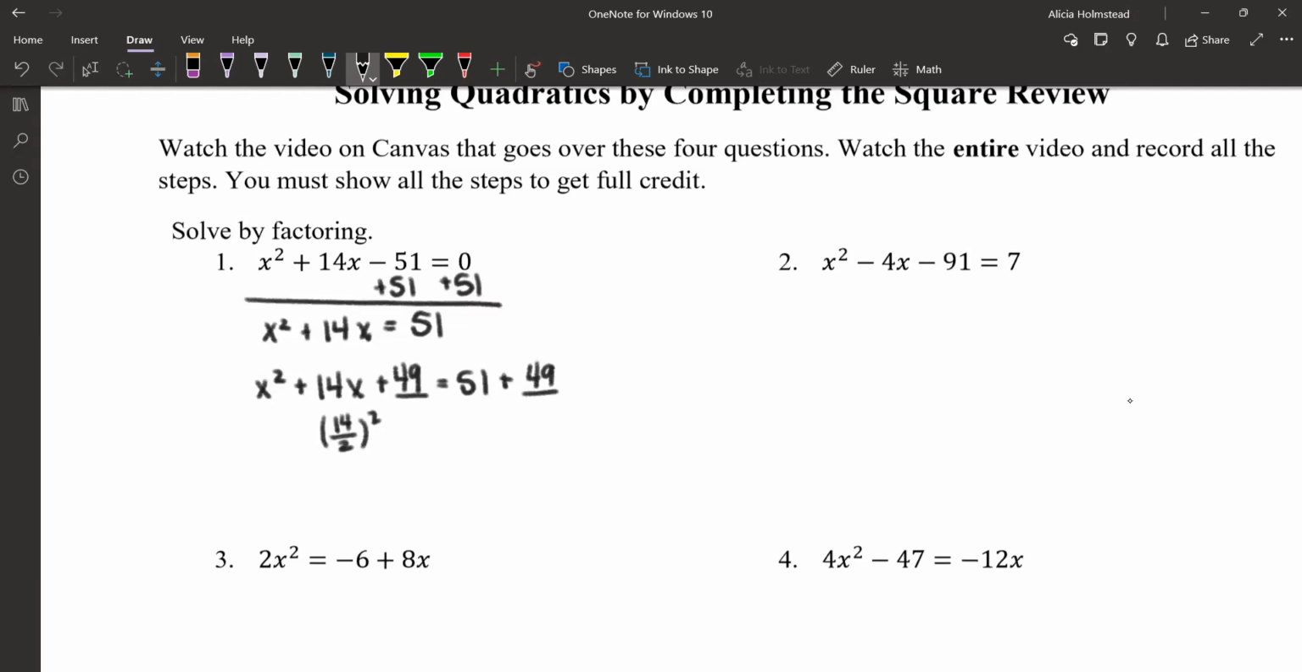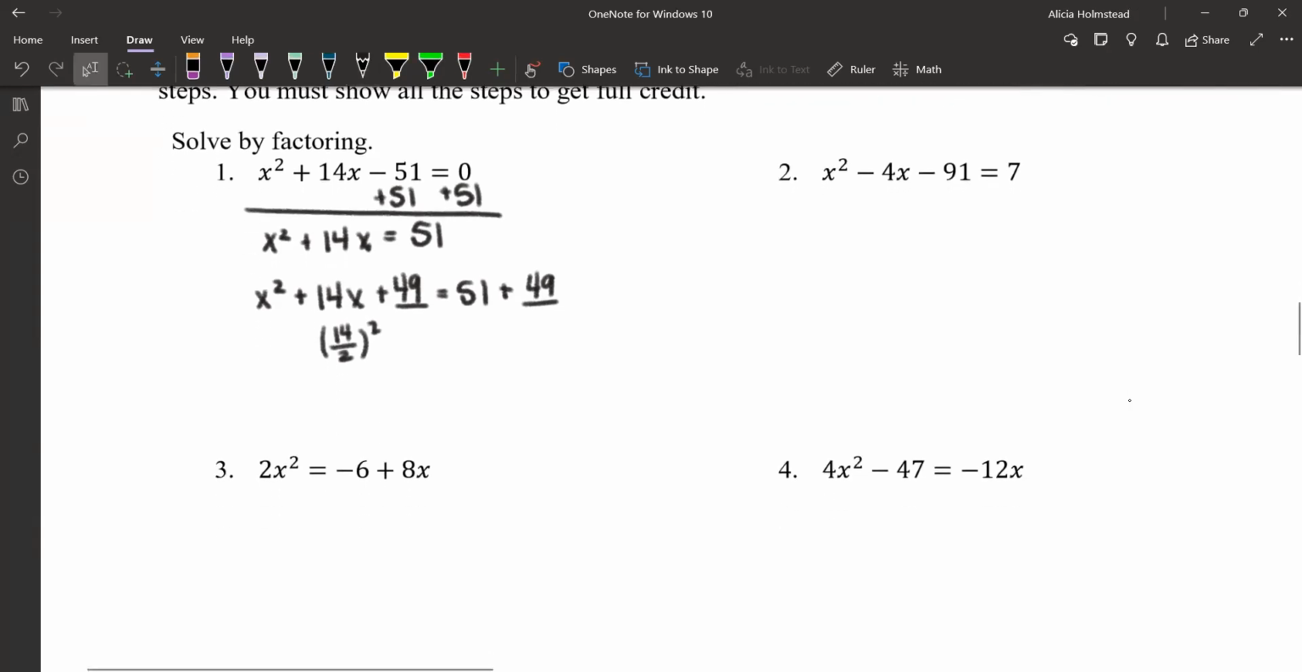We are going to end up with a 49 on both sides. Then at this point we need to factor, which again is the whole point of completing the squares. So we would end up with our variable plus our middle term divided by 2, which is going to be a 7. So we get x plus 7 squared. The other side, 51 plus 49 is 100.